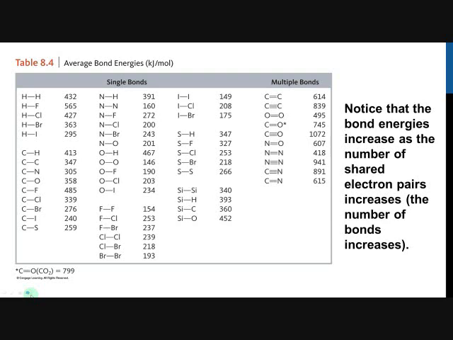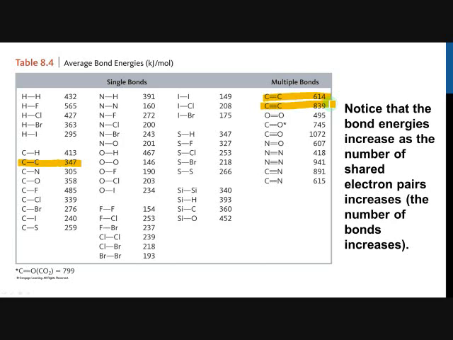So this table is on page 4 in your notes, but notice that bond energies will increase as the number of shared electron pairs increases. That means the number of bonds between them increases. Just to point out how that works, a carbon-carbon single bond has an average bond energy of 347 kilojoules per mole. But a carbon-carbon double bond is 614 kilojoules per mole, and a triple bond is 839. So they do increase, but they don't double or triple. You just have to be careful there.